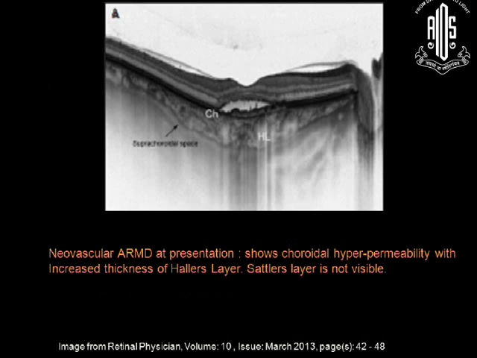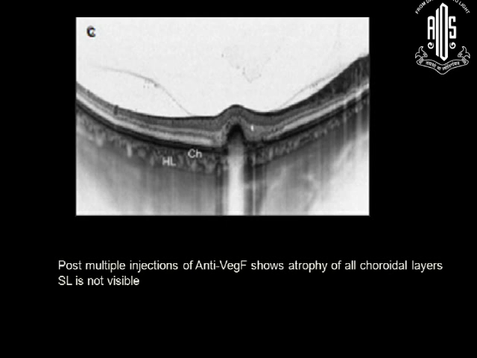This is an example of a neovascular AMD patient at presentation. You can see here the Sattler's layer, you can't see. You can see some bit of choriocapillaris, and then you have the Haller layer, the large choroidal vessels. You don't see Sattler's layer. And this is post multiple injections. You see the Sattler's layer has totally disappeared. It's just not visible. And even the Haller layer is undergoing atrophy. So is something happening to the choroid with our multiple injections? We do not know, but surely we would have answers.